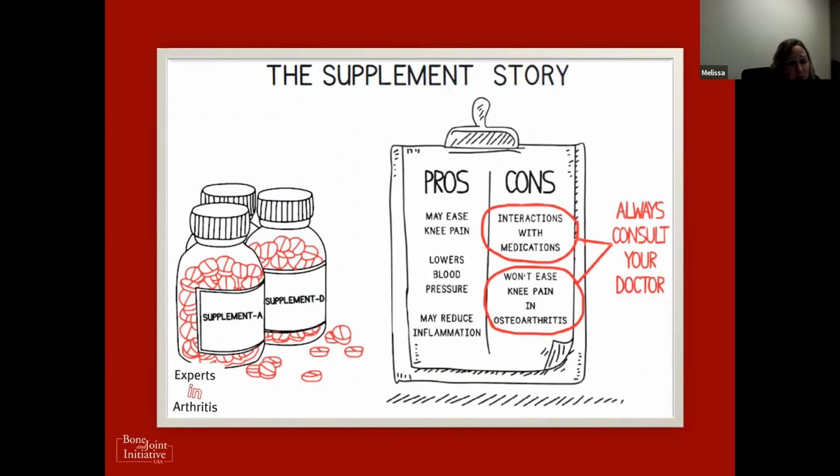And if you have bone-on-bone pain from something like osteoarthritis, it is not going to ease that. It may help with some of your pain. It may lower your blood pressure and it may reduce inflammation. But if your knee pain is strictly bone on bone, it may be to a point that some of these supplements will not help you. But always consult with your doctor before starting anything new, just to make sure it won't interact with any of your medications, and to make sure in case you need to space some of these out.